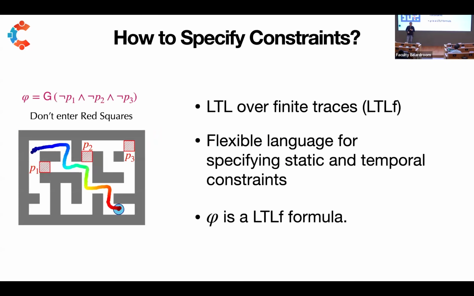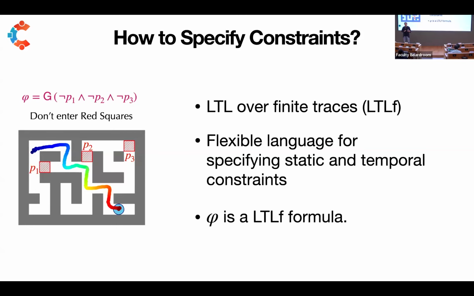Let's start off with how to specify constraints. We are using something called LTL, linear temporal logic, which is a kind of logical specification. Why would you want to use LTL? It's because it's a very flexible language for specifying both static and temporal constraints. You can say things like don't enter the red squares, but not only that, you can say don't enter the red squares until you enter a blue square. That means after you enter a blue square, you can enter the red square. So you can specify these things in a very flexible way.